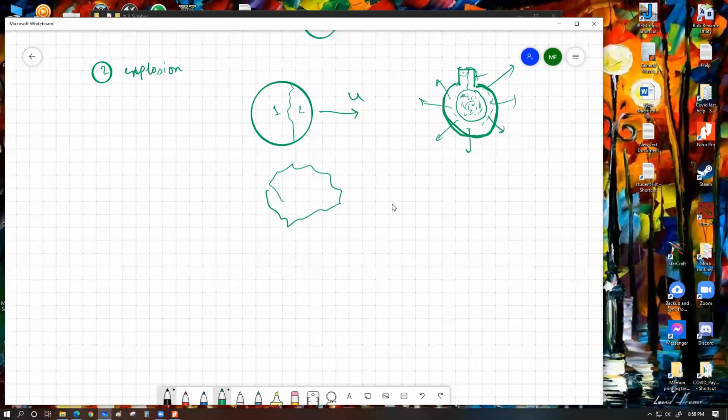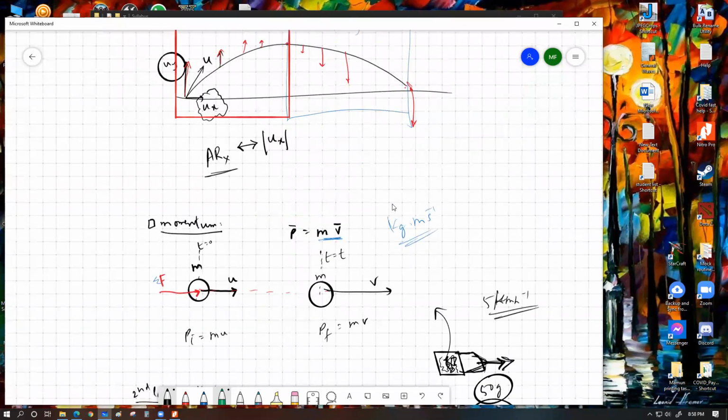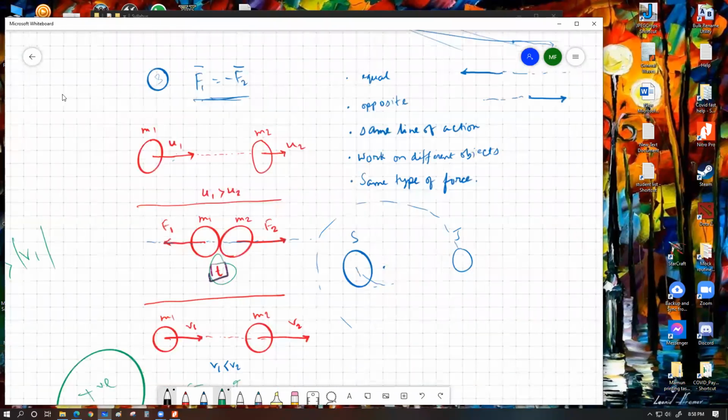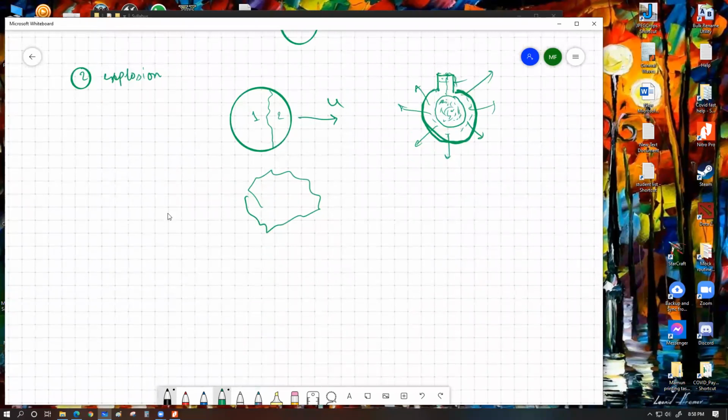And then let's say object 1 now moves in the opposite direction with, let's say, v1, and object 2 might move in the forward direction as v2. So that can happen. So this is the case that we got explosion.